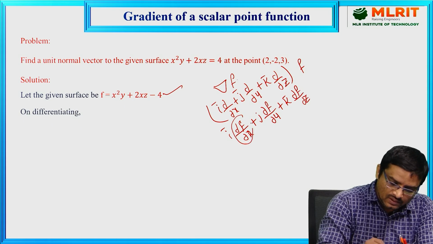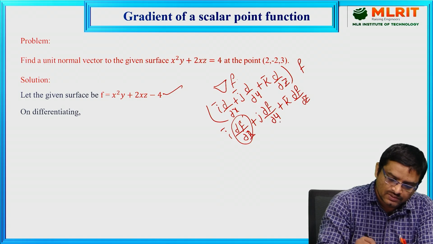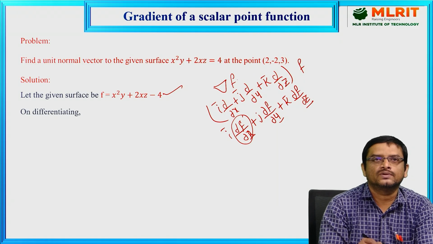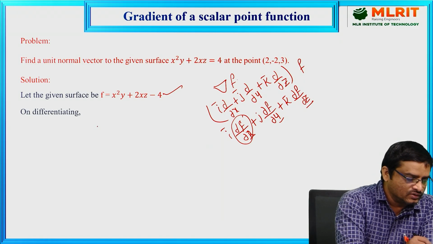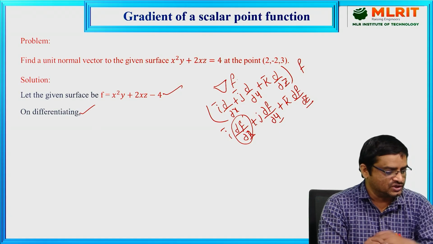So now if you know these partial derivatives of the scalar point function with respect to x, with respect to y, and with respect to z, if you get these three partial derivatives, then within seconds we can find out our normal vector here. So for this one, I want to apply the differentiation with respect to x, y, z partially.